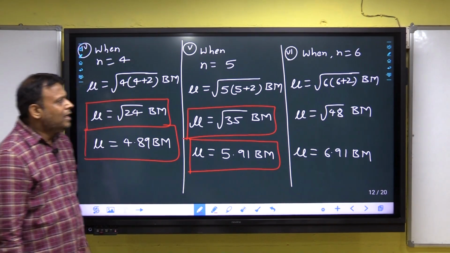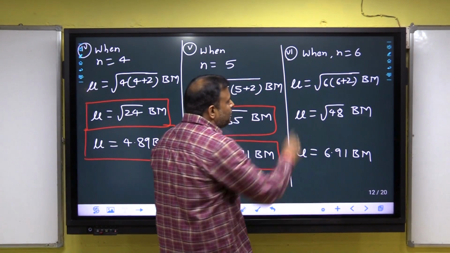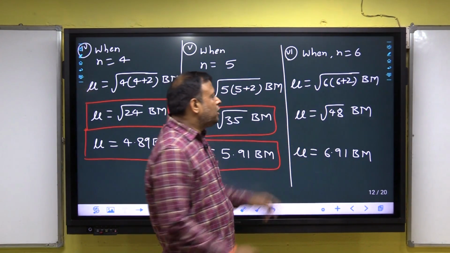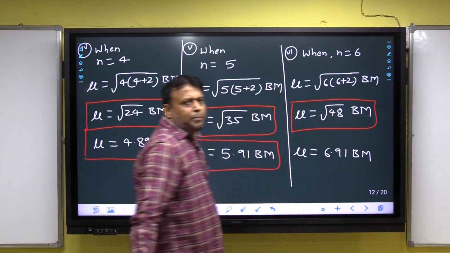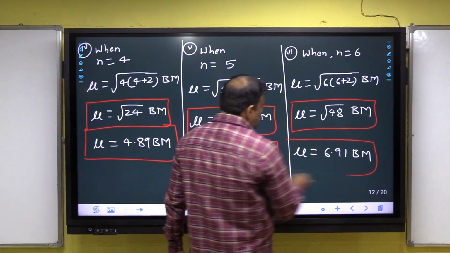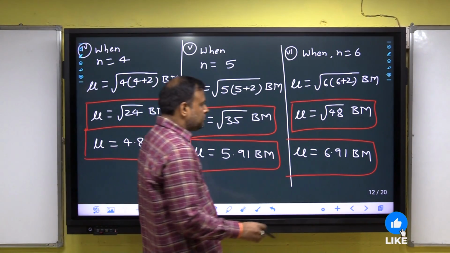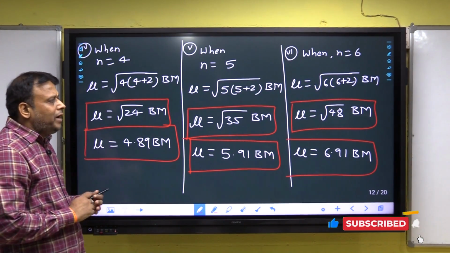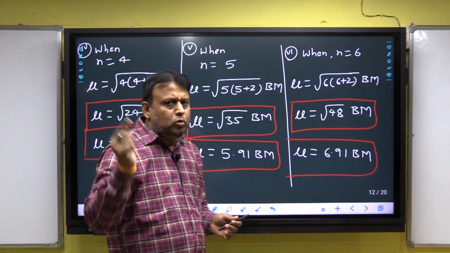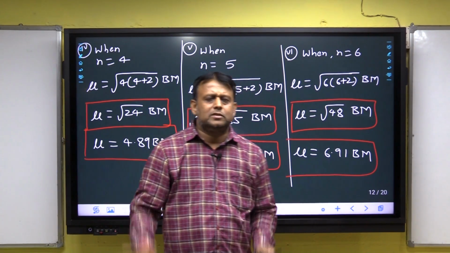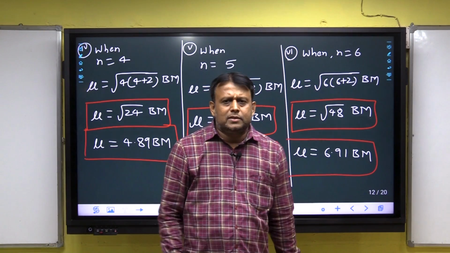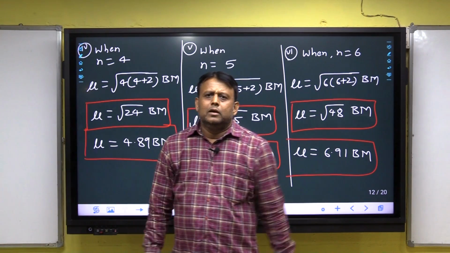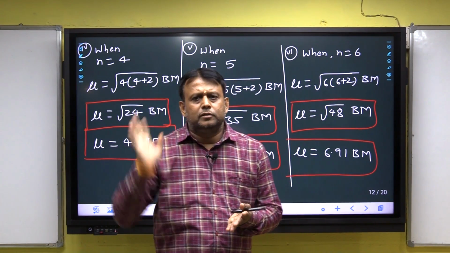Clear? Next, when n is equal to 6, mu is equal to root under 6 into 6 plus 2, and 6 plus 2 means 8, 8 into 6 is 48, magnetic moment is root under 48, and the value of root under 48 is 6.93 BM. These are the values of magnetic moment for unpaired 1, 2, 3, 4, 5, and 6. Normally questions go up to 6 unpaired electrons, and this was already asked in a previous year question.